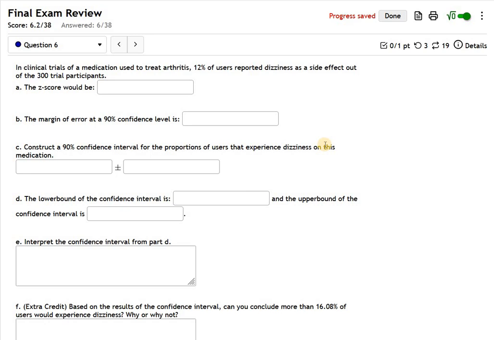This is question number 6. In clinical trials of a medication used to treat arthritis, 12% of users reported dizziness as a side effect out of the 300 trial participants. So what I see here is a sample size of 300, and a proportion reported out of the participants, which is out of the sample size, which makes this proportion a sample proportion.